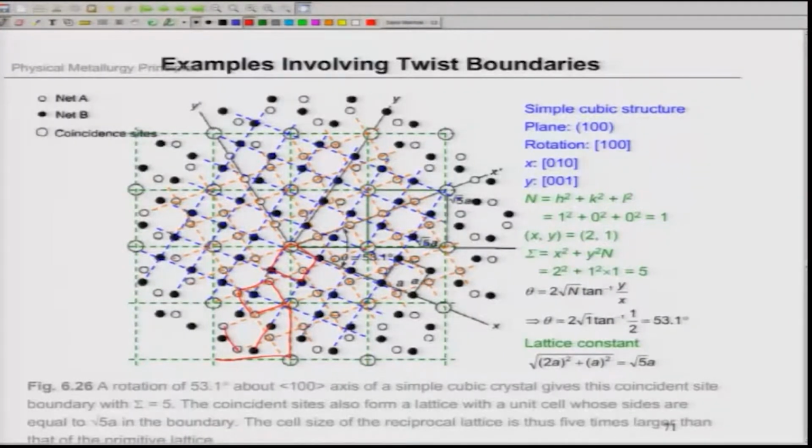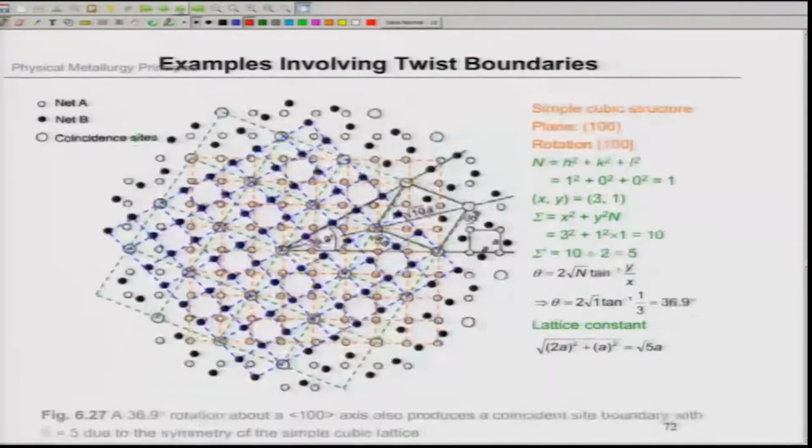So this is basically a special boundary. Let me tell you, these boundaries do not exist in all crystals. Therefore, these boundaries are very special, and they can be generated by using different options in the crystal structure. Now, another one: this is another twist boundary where again the plane is the same.